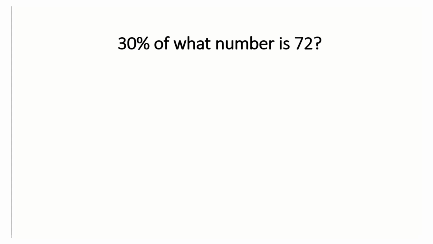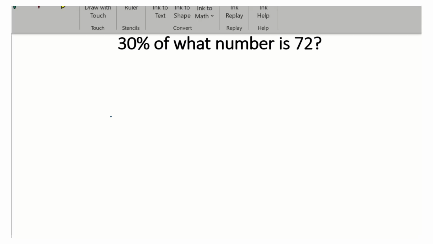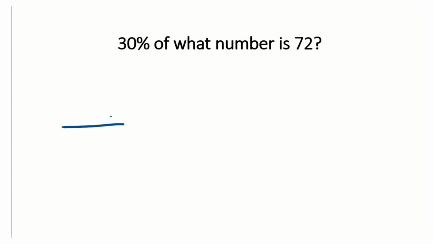Well, to solve this, we're going to utilize our handy-dandy ratio relationship, proportional relationship, I should say. So I'm going to say that 30% of the whole number is 72. But I want to know what 100% of the whole number is.